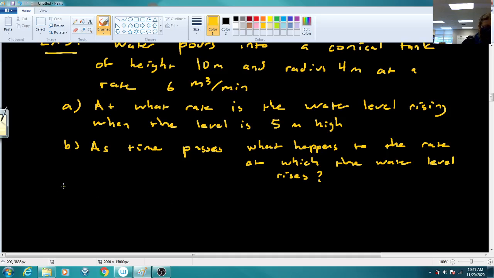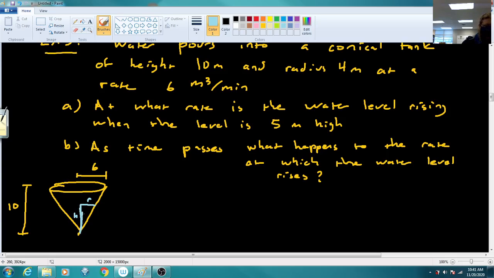Okay, so we got some sort of cone tank here. They're telling us the tank is 10 meters tall and it has a radius of 6. And we're going to note also that there is a height h here and a radius of r here. We're going to need that to link some stuff together.